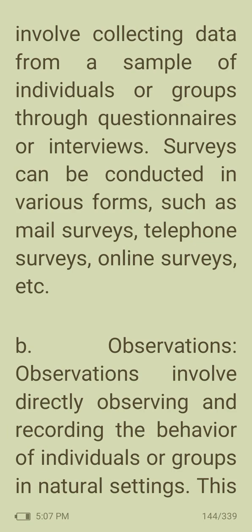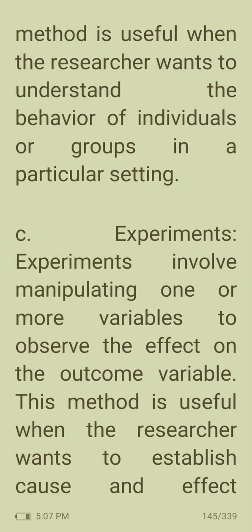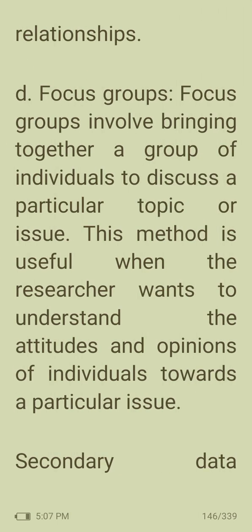Next, observations. Observations involve directly observing and recording the behavior of individuals or groups in natural settings. This method is useful when the researcher wants to understand the behavior of individuals or groups in a particular setting. Then experiments. Experiments involve manipulating one or more variables to observe the effect on the outcome variable. This method is useful when the researcher wants to establish cause and effect relationship.